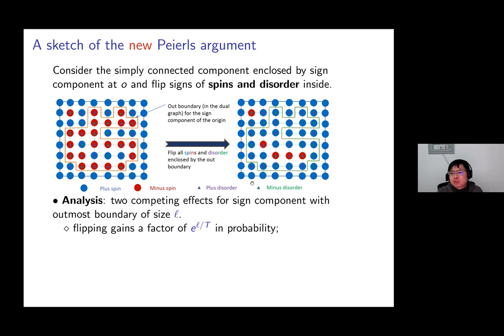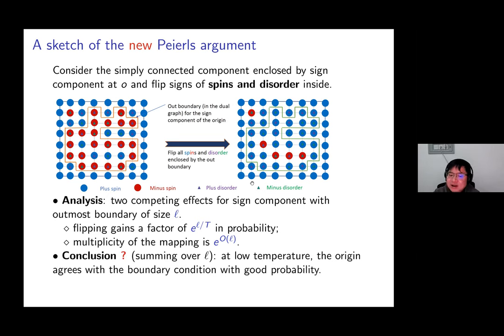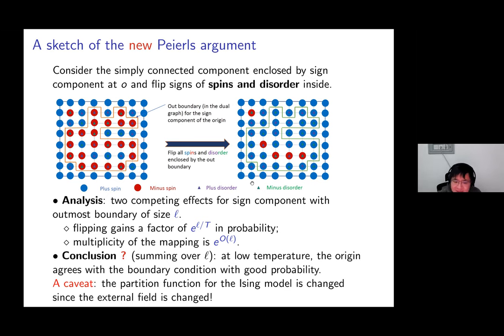So the only change in Hamiltonian is, again, along this orange contour. So we gain the factor of e to the L over T in probability. And the multiplicity is the same. It's still the number of ways to choose the green contours. So it's just exponential in L. So it seems we can conclude that if T is small, just as before, the probability for the configurations on the right-hand side is much larger than the left. So the origin should have very small probability to be minus. That seems to be true, except there's a caveat.